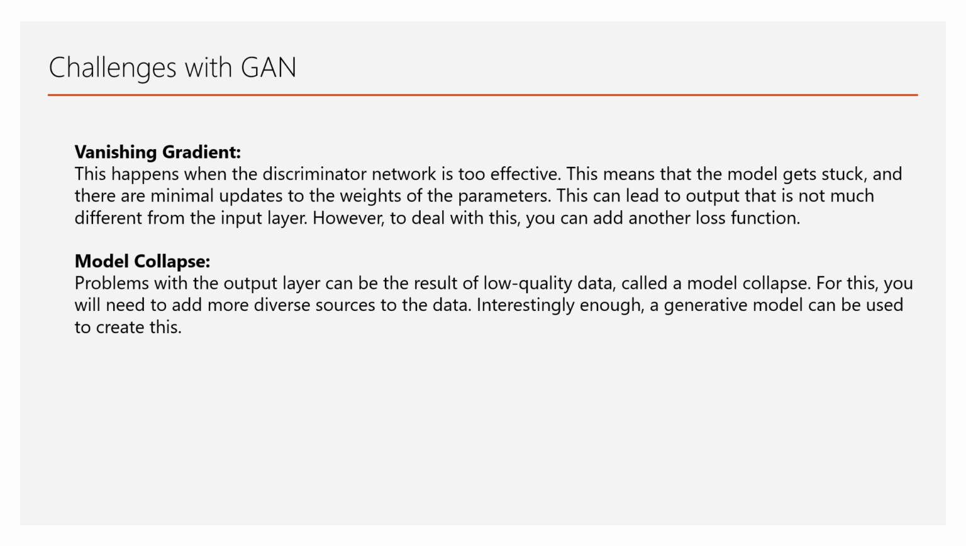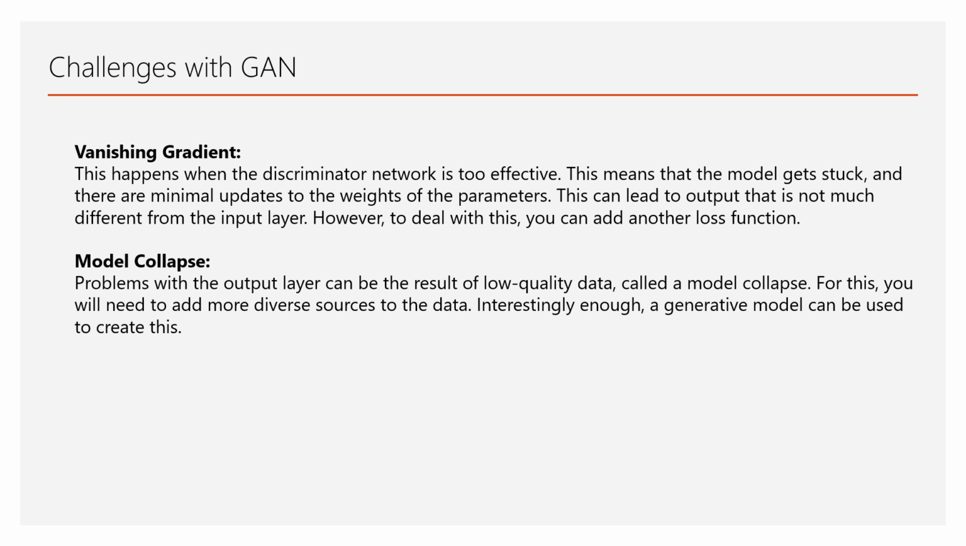Understanding all this, let's understand the challenges GAN faces. There are two things. First is vanishing gradient, and the second is model collapse. When I say vanishing gradient, the discriminative network is too efficient at the initial stages, and the model gets stuck. The weights which it would have to update do not get updated. That means whatever is the input, the same thing is what I find in the output. There is no difference between input and output. That's what vanishing gradient is.